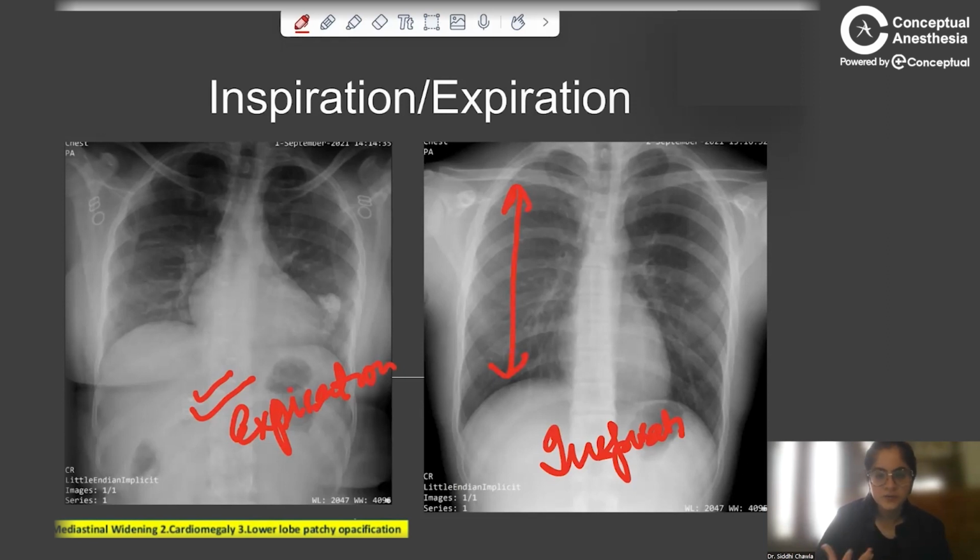So while you're in an ICU setting, most of the times the patient has a respiratory difficulty and is actually not able to do an X-ray in inspiration. So most of the times we get this expiratory film.